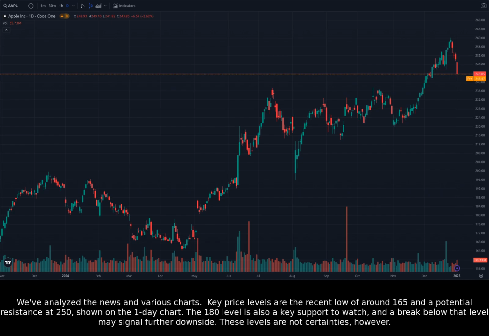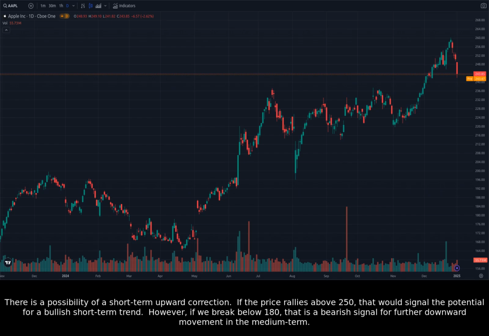Key price levels are the recent low of around 165 and a potential resistance at 250, shown on the one-day chart. The 180 level is also a key support to watch, and a break below that level may signal further downside. These levels are not certainties, however. There is a possibility of a short-term upward correction. If the price rallies above 250, that would signal the potential for a bullish short-term trend. However, if we break below 180, that is a bearish signal for further downward movement in the medium term.